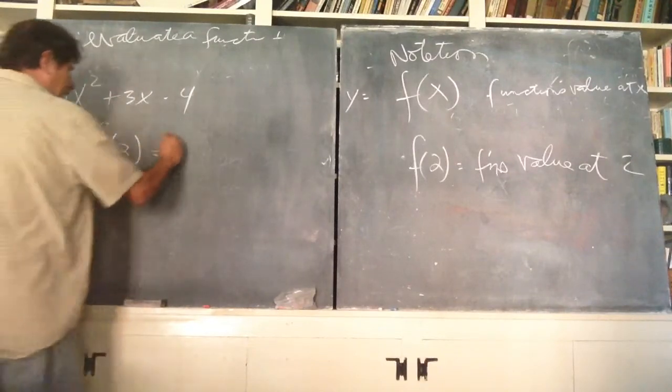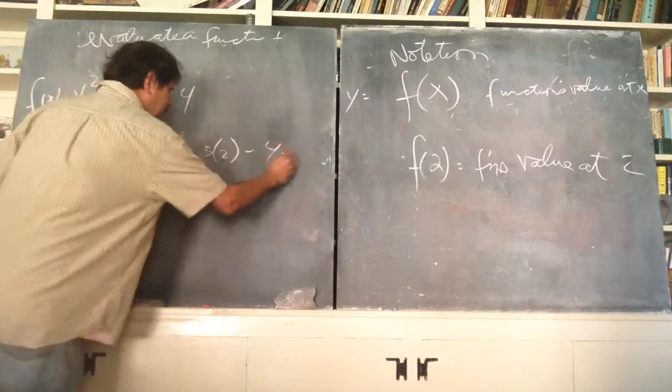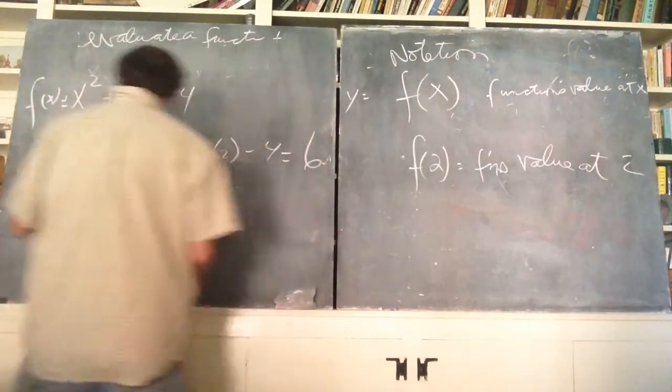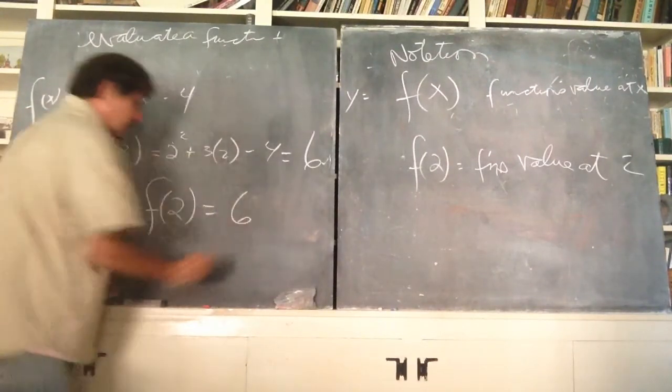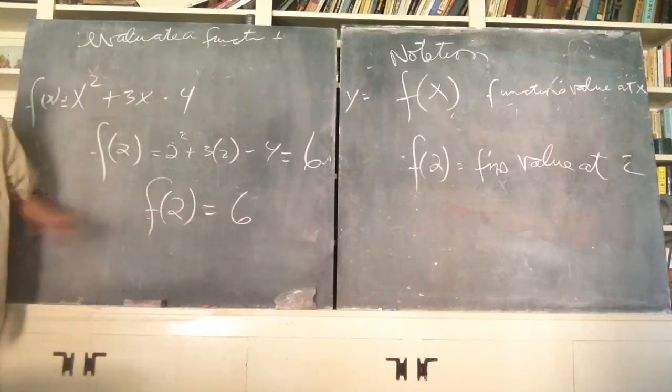f at 2 would be 2 squared plus 3 times 2 minus 4. 4 plus 6 is 10, minus 4 is 6. The function's value at 2 is 6. That's how you say that. The function's value at 2 is 6. Lots of homework problems on this.